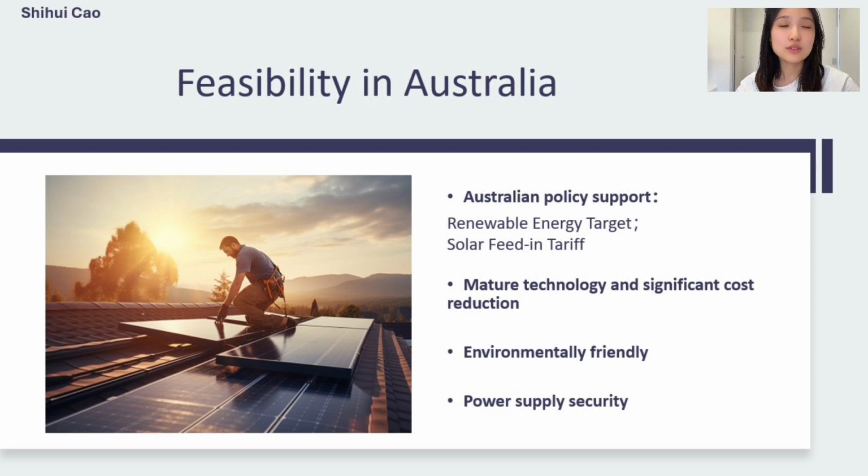Compared with traditional fossil fuels, solar power generation produces almost no greenhouse gas emissions and is an important means of tackling climate change. And also, solar energy systems can be installed in a distributed manner, which helps to improve the stability and the safety of power supply and reduce reliance on centralized power facilities.